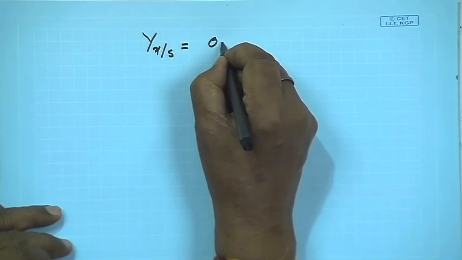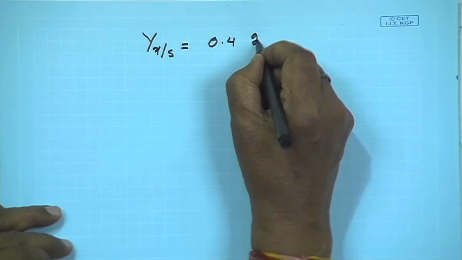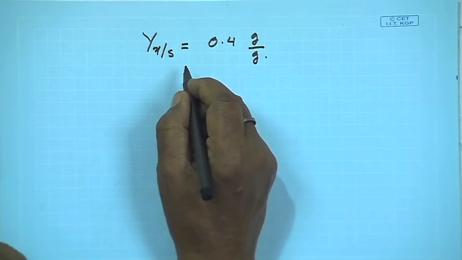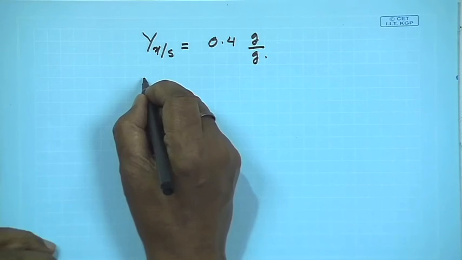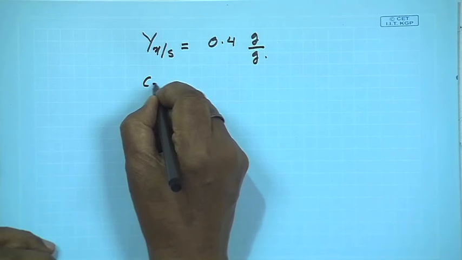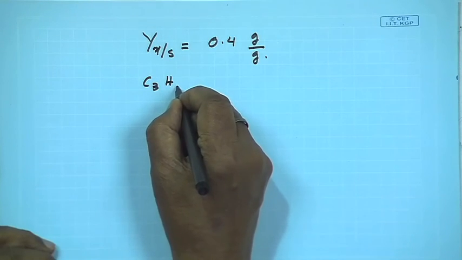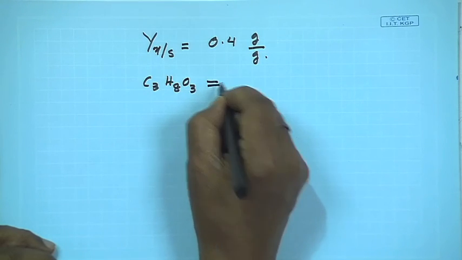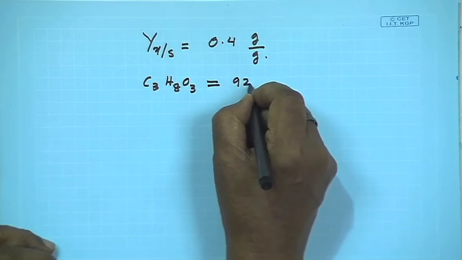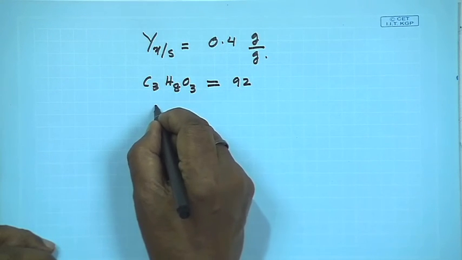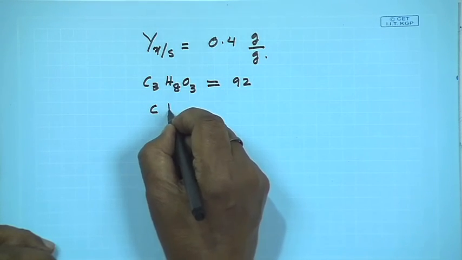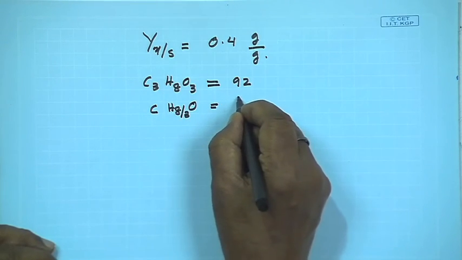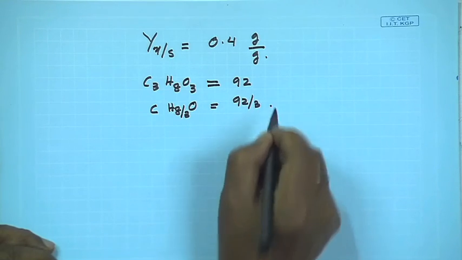This is nothing but Y x by s, which is 0.4 gram biomass per gram of glycerol, as given. Now glycerol has the empirical formula C3H8O3, and its molecular weight is about 92. If you consider 1 gram atom of carbon, then the formula is CH8/3 O, with a weight of 92 by 3.